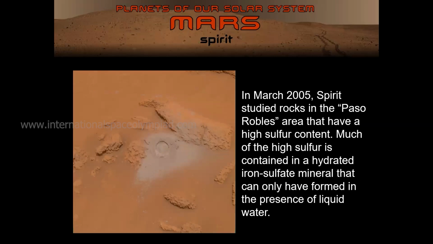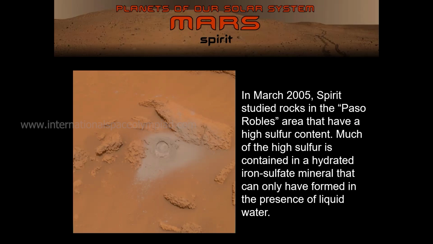In March 2005, Spirit studied rocks in the Paso Robles area that have high sulfur content. Much of this high sulfur is contained in hydrated iron sulfate minerals, which can only have formed if liquid water was present. So this is one of the reasons why we suspect that there was water on the surface of Mars one day.